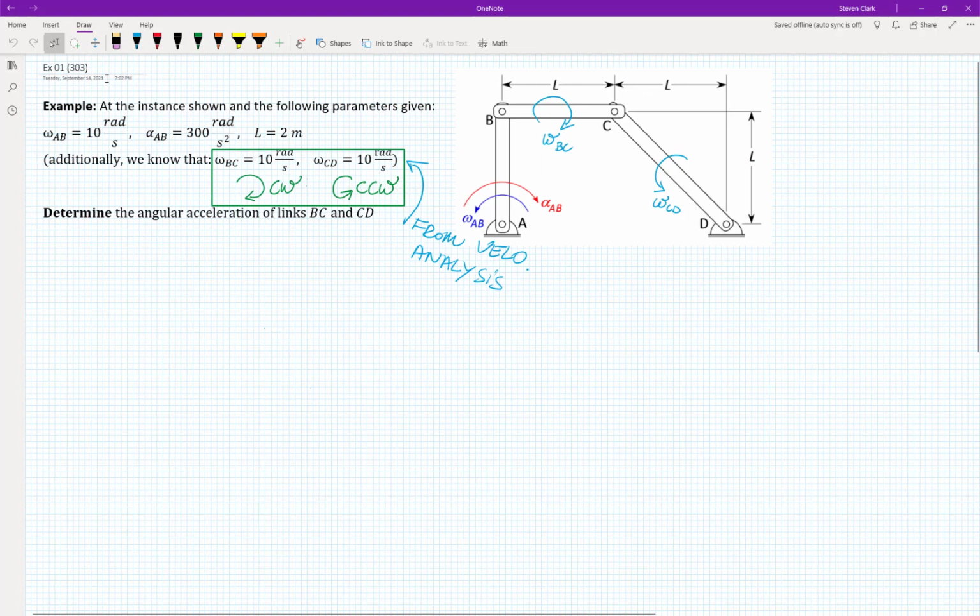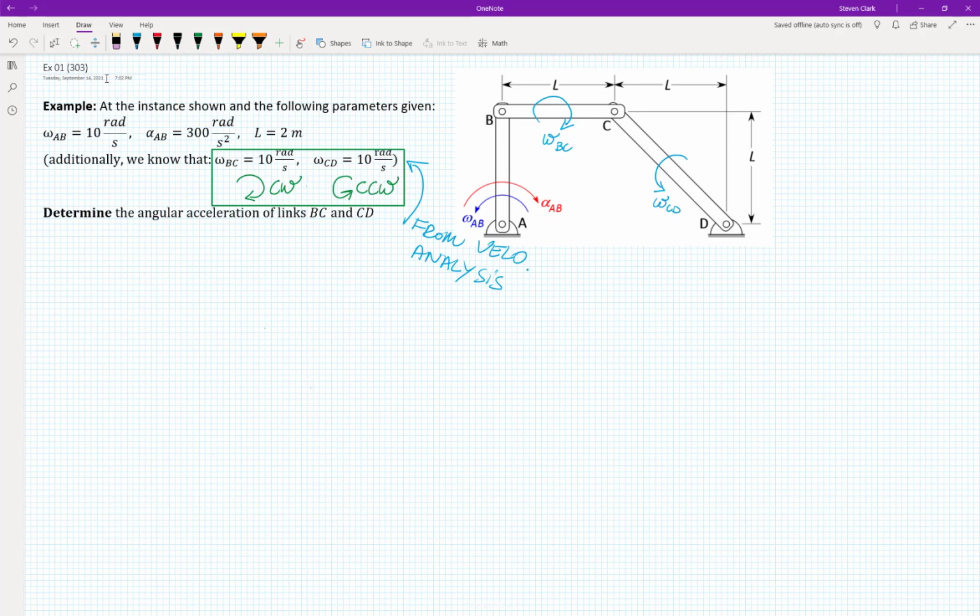Here is example number 1. As usual, please take a couple of seconds to read and understand the problem statement, and also familiarize yourself with the geometry of our system. Okay, so what do we have in here? We have the following mechanism that is presented in the picture. That mechanism consists of 3 segments. So we have link AB, we have link BC, and we have link CD.